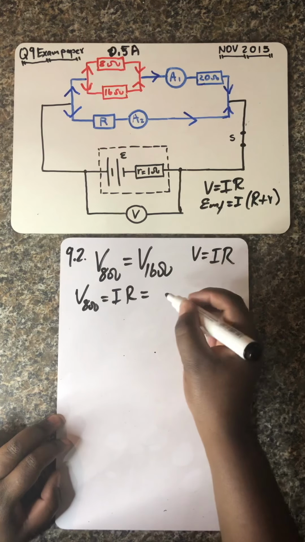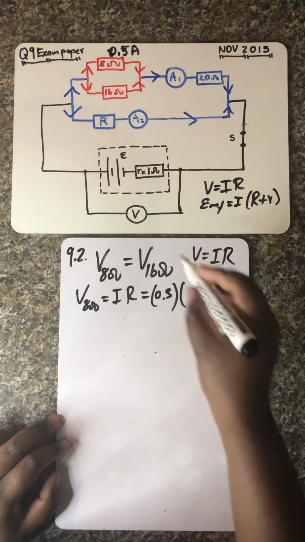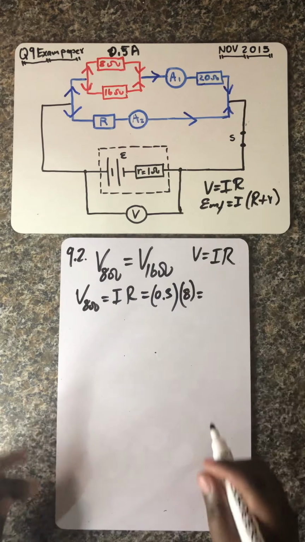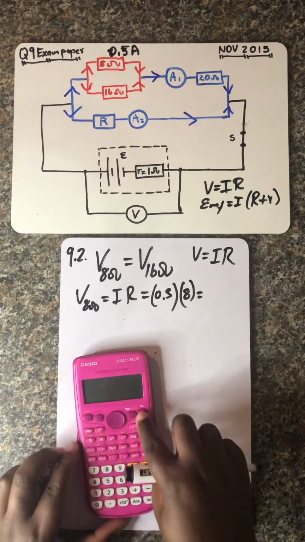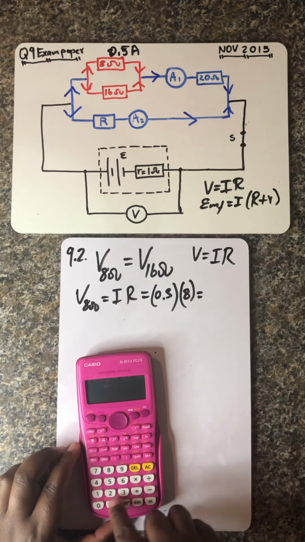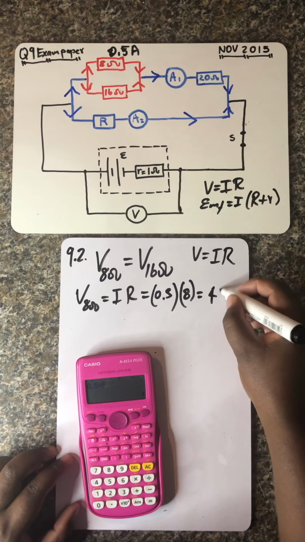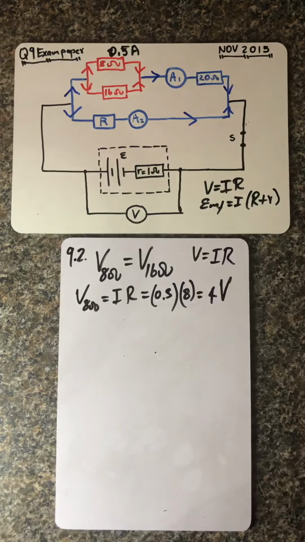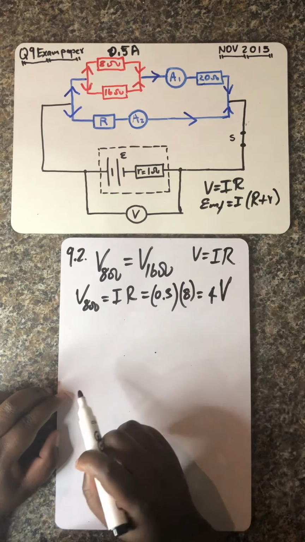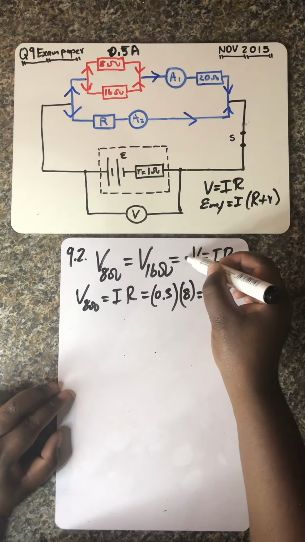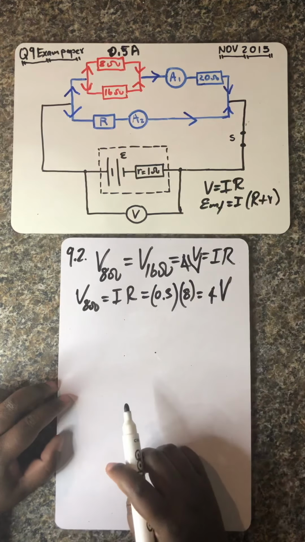Then we know the I of 8 we're given is 0.5, and what is the R? It's 8. This is where you can pull out your calculator and punch in 0.5 times 8. It's actually half of 8, which is 4 volts. So that means V of 8 is equal to 4 volts, which is the same as V of 16, which is 4 volts.